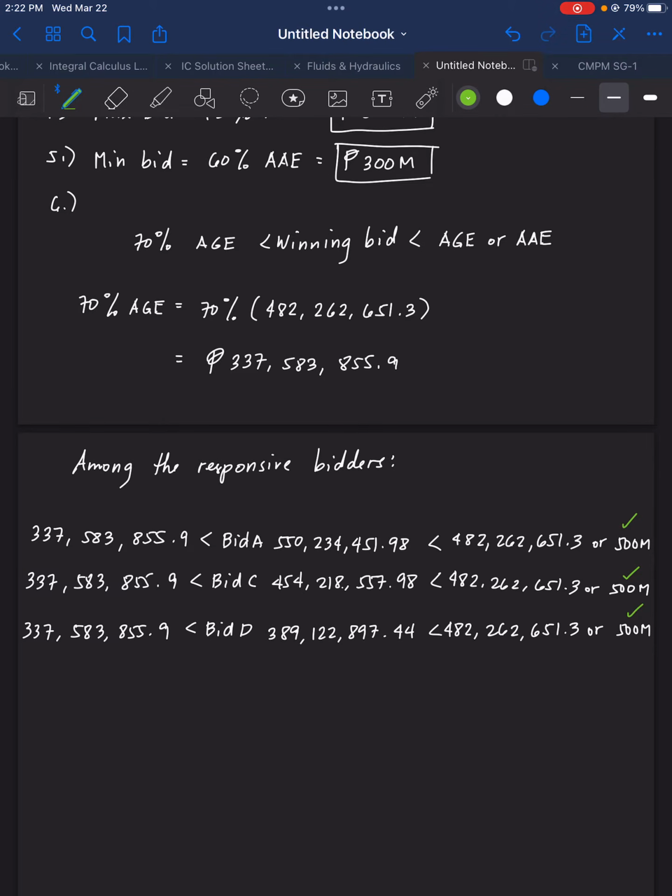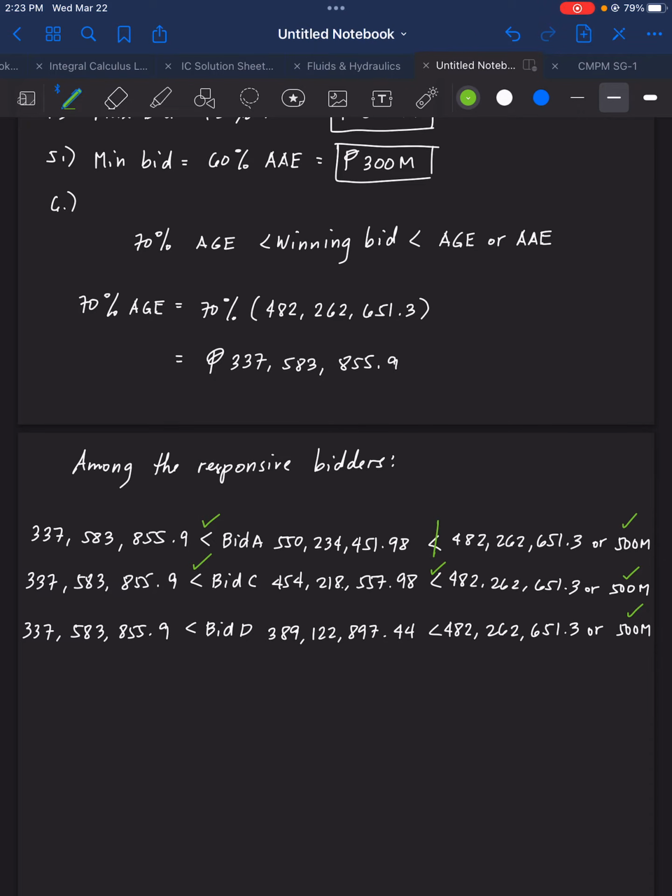Now the question here is, did bid A satisfy the definition for the winning bid? So bid A has 550 and the highest bid here is 500 million. Therefore, this does not satisfy the winning bid. Whereas, for bid C, 454 is greater than 337, correct? And 454 is less than 500, correct?